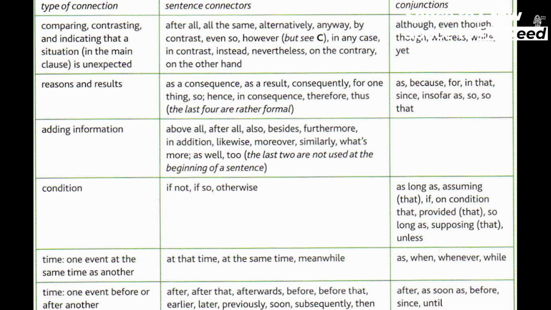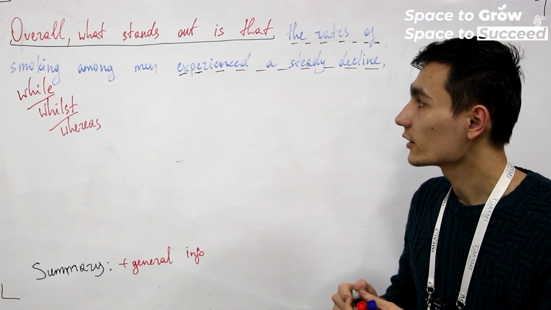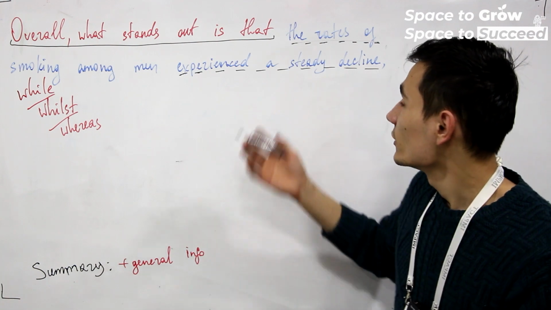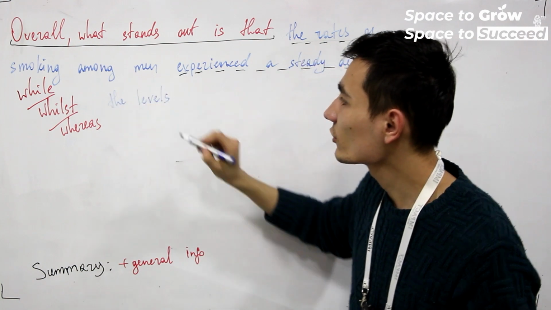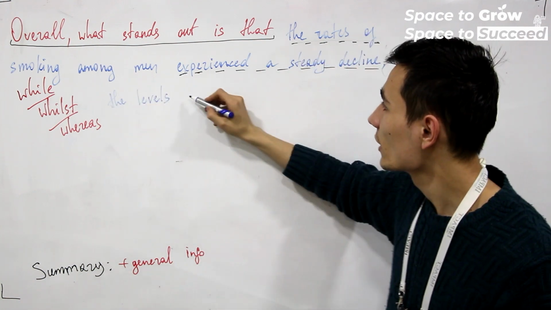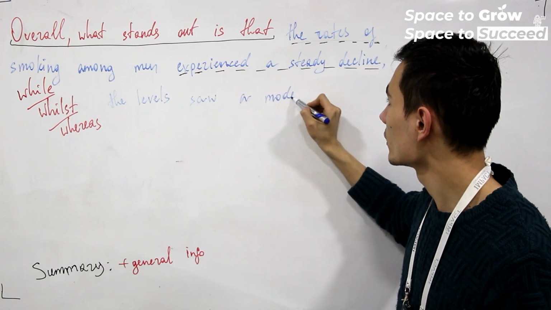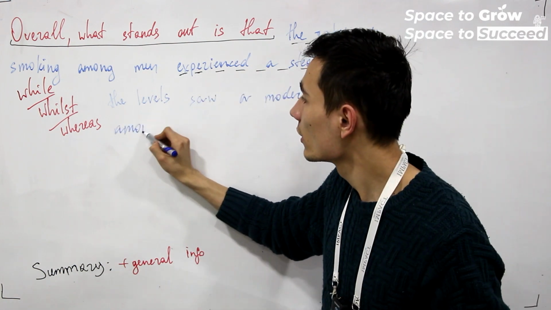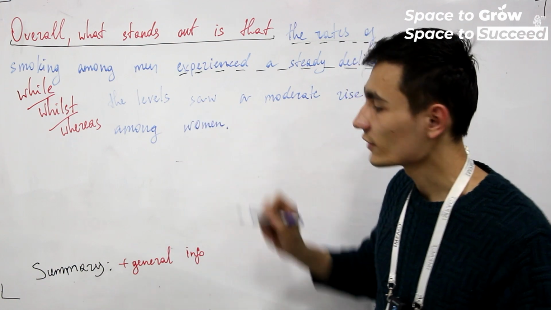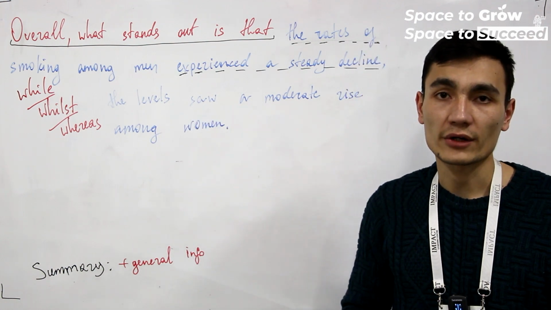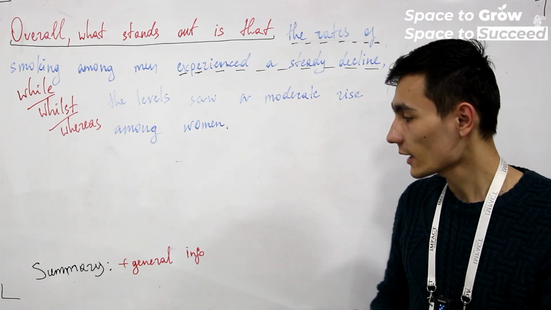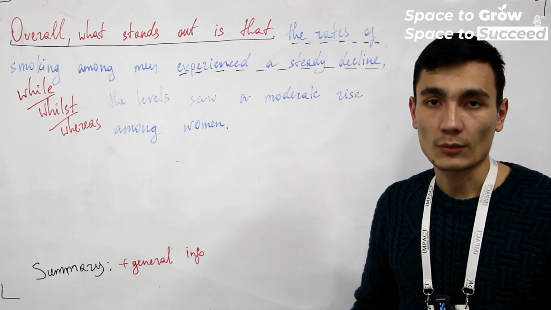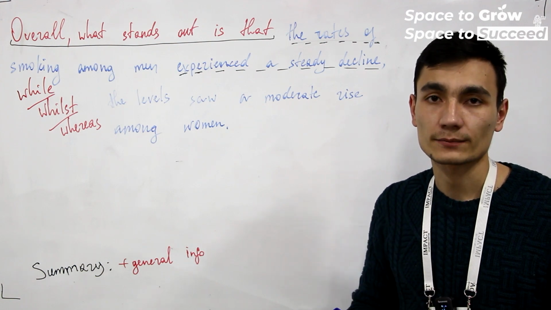While, whilst, whereas. So instead of the rates, we say the levels for women. The levels. So we don't have to say smoking because it's obvious now. The levels, moderate, rise, among. So we say men and we say women. So that was the first sentence of our summary, general information. In the next part of the video, we talk about the second sentence of the summary, which is analysis.